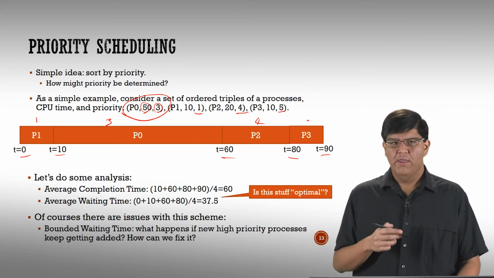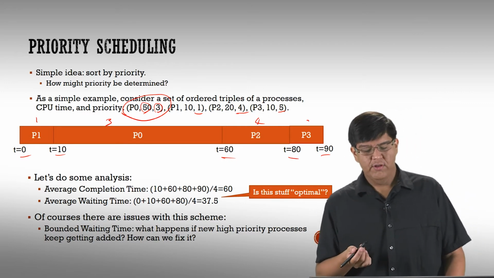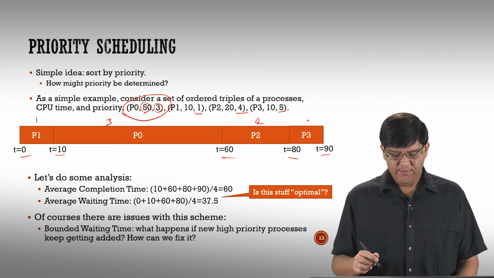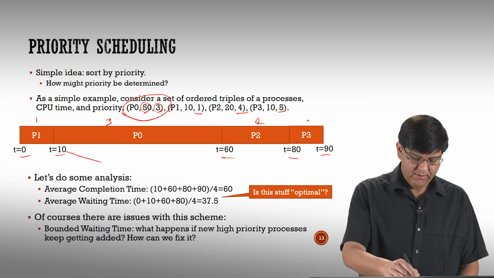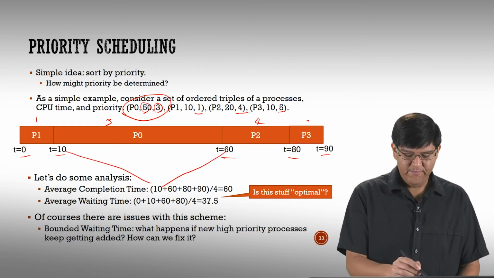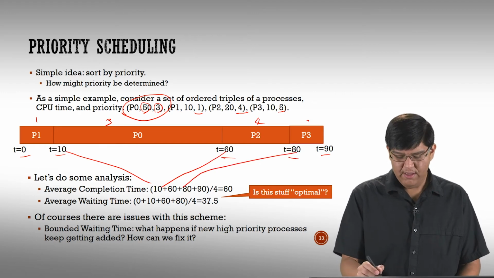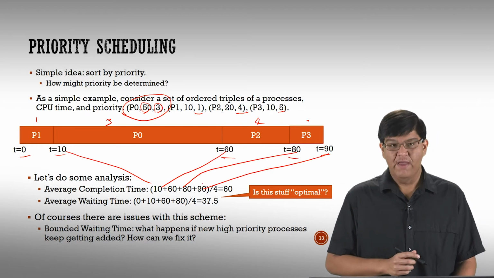Then the question is, how well does it fare? So I want to look back at the metrics we've introduced. We're going to look at waiting time and completion time. My completion time is pretty straightforward. That's me adding up the end of each of the processes: the 10 from process 1, the 60 from process 0, 80 from process 2, and 90 from process 3. So I have those 4 things.